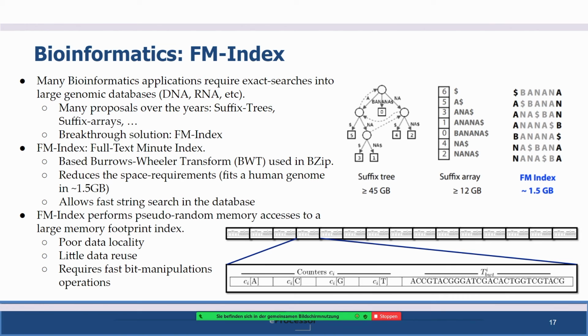This algorithm has typical properties of HPC applications, like basically random memory accesses to a large memory footprint with poor data locality and little data reuse. And it also has some characteristics that are a bit more special, like the bit manipulations it requires, which are not typically found in other applications. So if you move to the next slide.